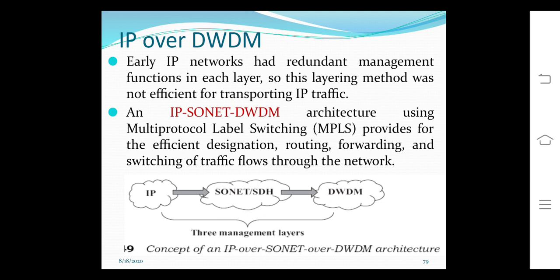The three layers present are your IP layer, next is the SONET or SDH layer, that is your optical communication layer, then comes your DWDM layer. This will help the internet protocol so that the data does not collide, and it will be perfectly routed and forwarded to the required destination.